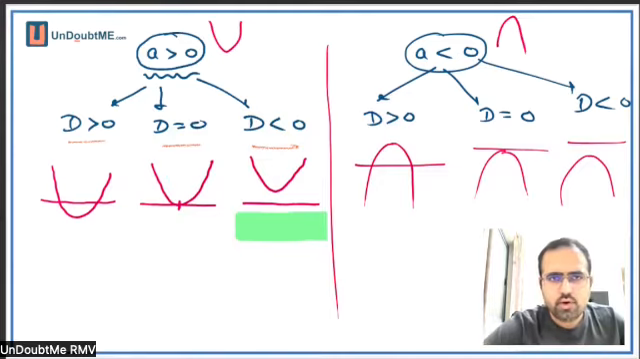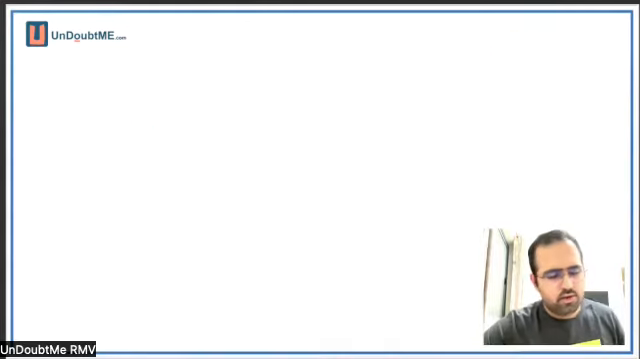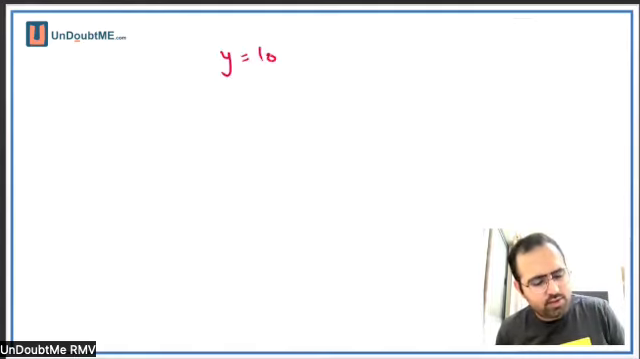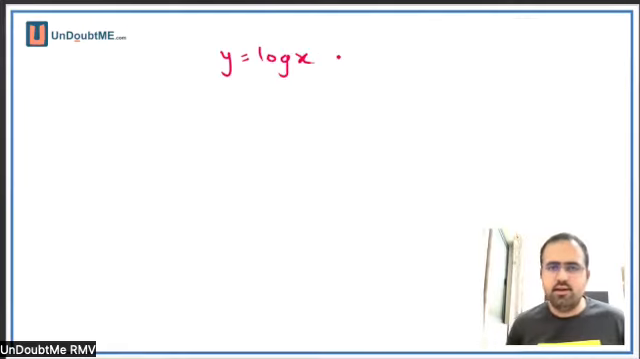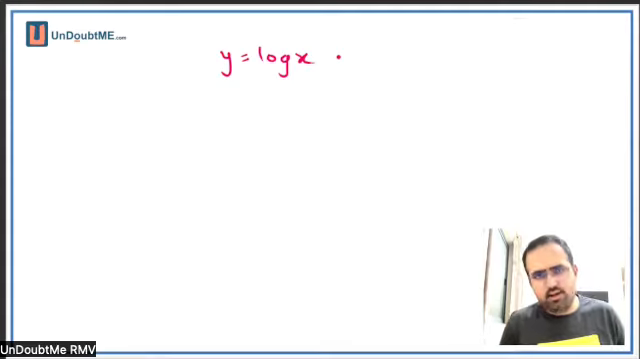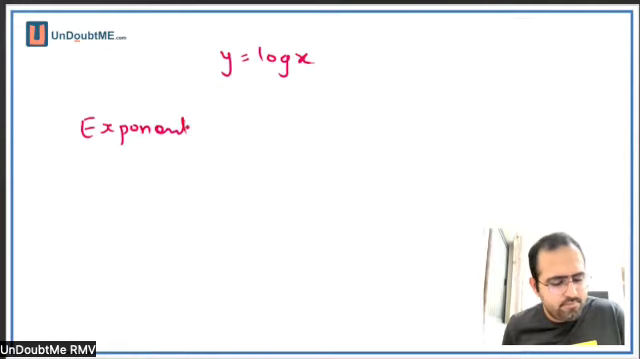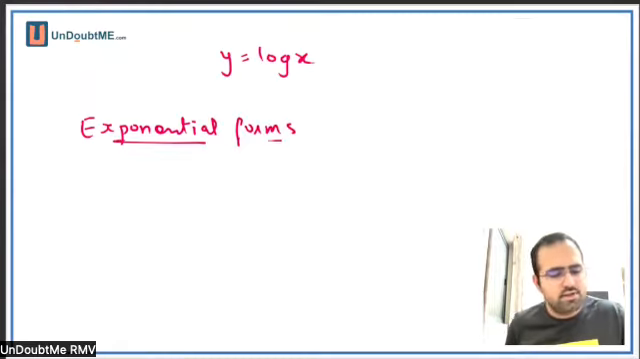Okay, if it is clear, so at least everyone knows that log is written like this: y is equal to log of x. From where everything originated, the origin of log lies in exponential forms. Now, since log is also learned as a function, I can say that exponential function.